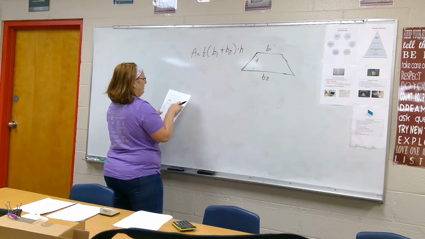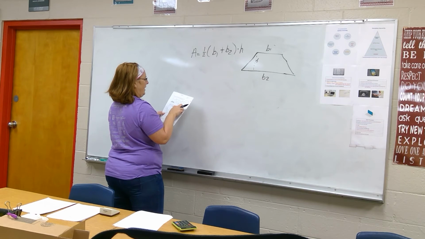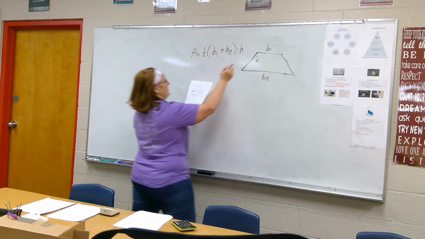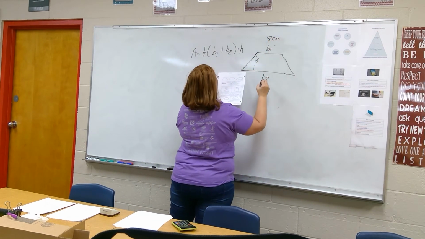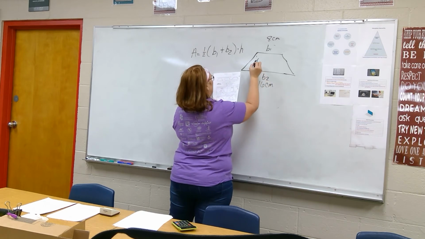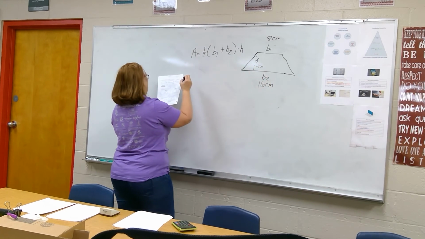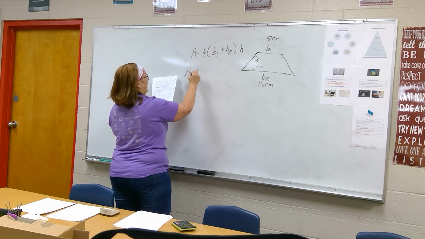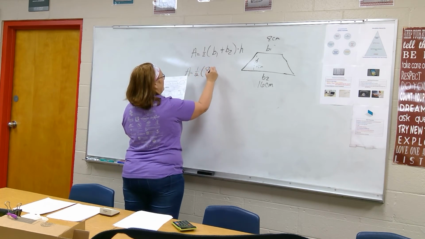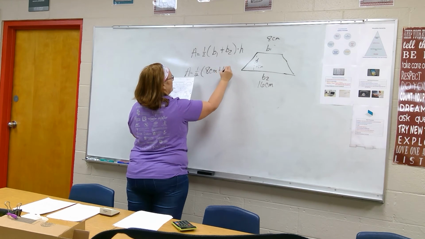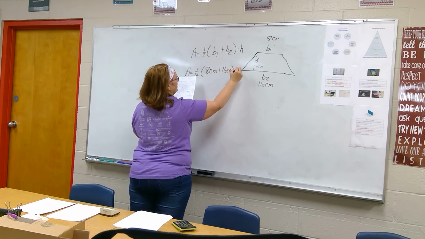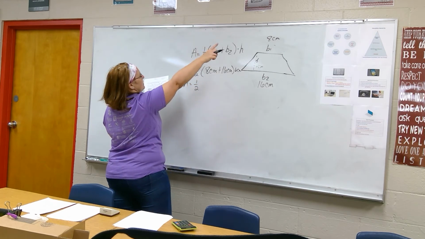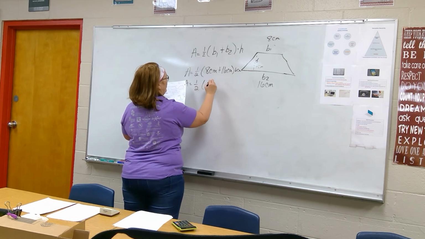It says B1 is the length of the first base, B2 is the length of the second base, and the height is the height of the trapezoid. You just have to draw your little imaginary line. So on the first one, it says this is 8 centimeters. This is 16 centimeters. It says my height is 6 centimeters. So A equals half. Base 1 is 8 centimeters plus base 2 is 16 centimeters times height is 6 centimeters. You have to do inside the parentheses first. Remember, PEMDAS. 8 plus 16 is 24 centimeters.